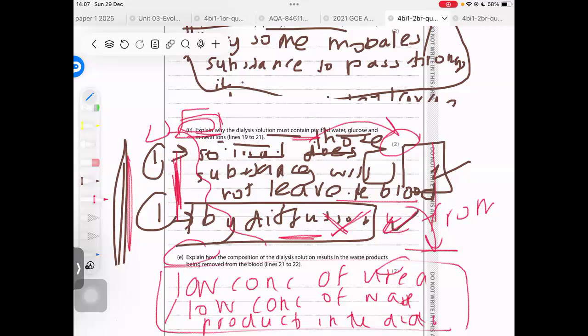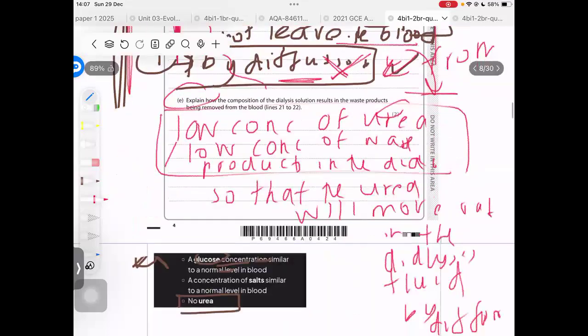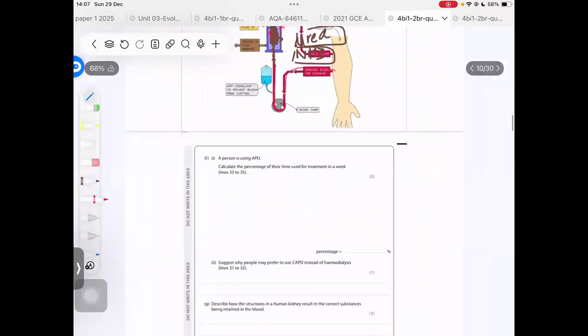And water is important for what? Water is important for metabolic reactions. So when they say explain, you have got so many things to write because it requires justification. So these words are very important. Now let's move on to the next question.